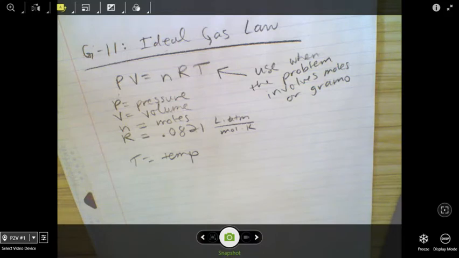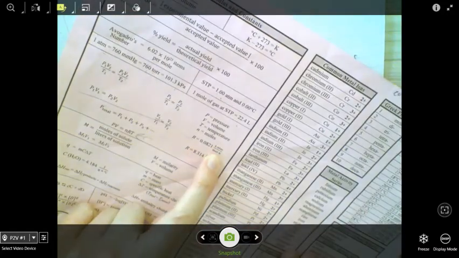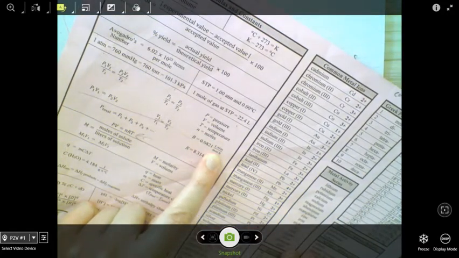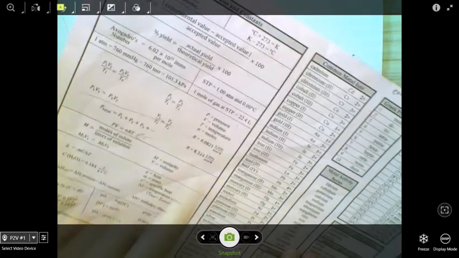And just remember, please don't ask me what R is. R is a constant. It's always 0.0821. It's on your pink sheet. The units are liter atmospheres per mole Kelvin. That's not a formula, that's a unit. I know it's a complicated looking unit, but that's the unit.